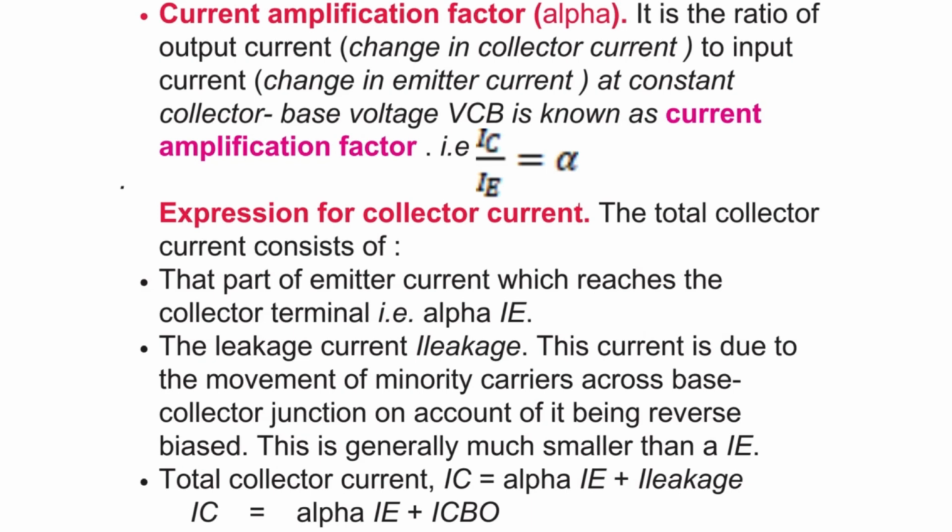Expression for collector current. The total collector current consists of that part of the emitter current which reaches the collector terminal, that is alpha IE, and the leakage current. This current is due to the movement of minority carriers across the base collector junction on account of it being reverse biased. This is generally much smaller than alpha IE. The total current IC equals alpha IE plus I leakage. IC equals alpha IE plus ICBO.